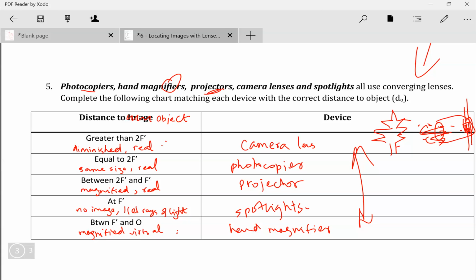And so this was an add-on to our ray diagrams, which I told you to do for homework, but now you have an example for each one. So that's good, and you should do that.